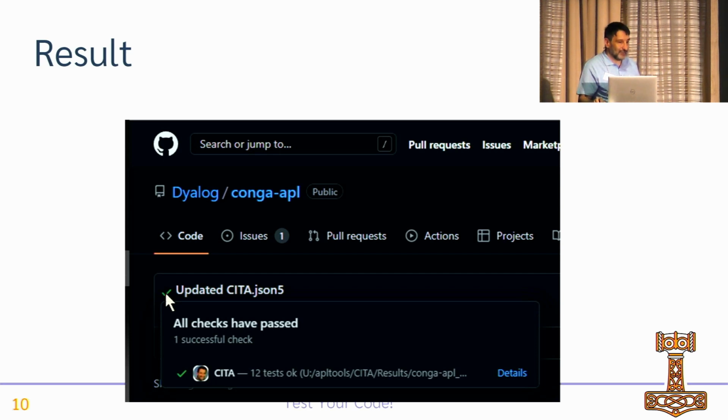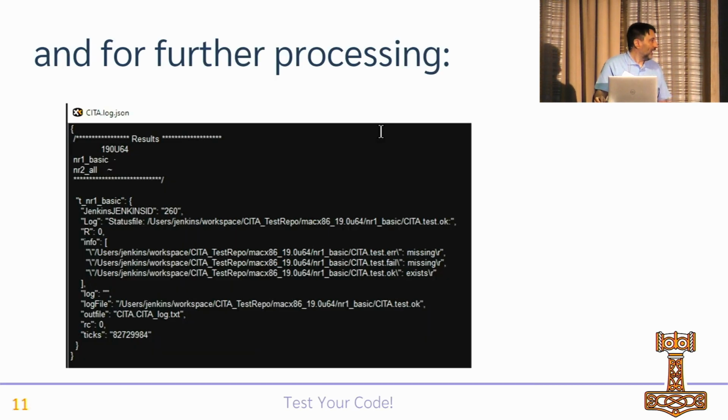If the test was successful, you will be rewarded with my photo and also with a green check mark. So it's immediately reflected on your GitHub repository. And also, if you want to machine process these results, there's a JSON file which has more details that can be used for further processing.